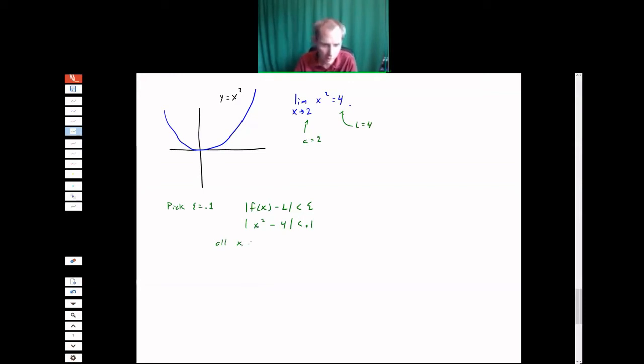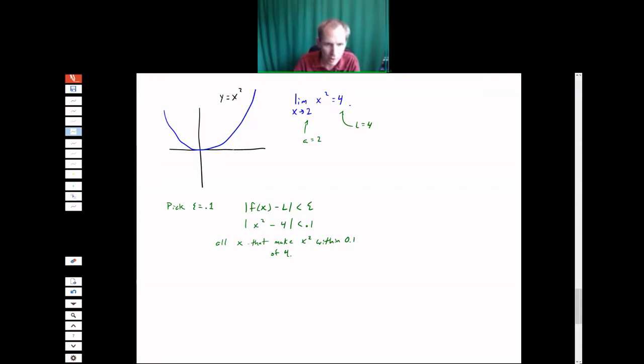So all x that make x squared within 0.1 of 4. Okay. So what would that look like, right?